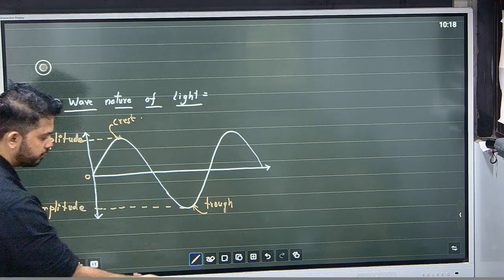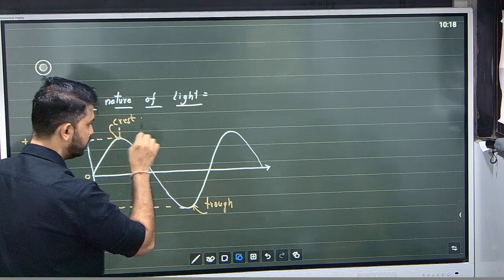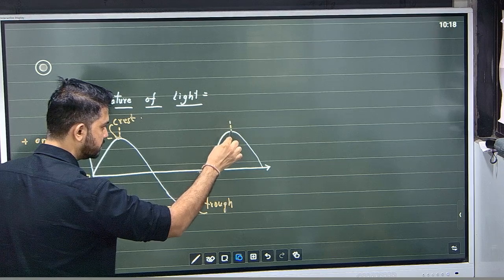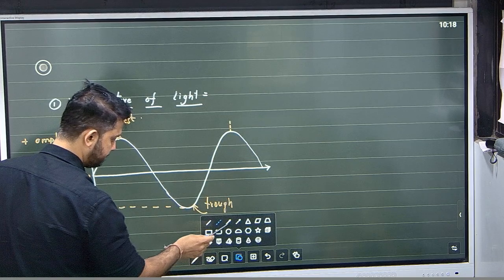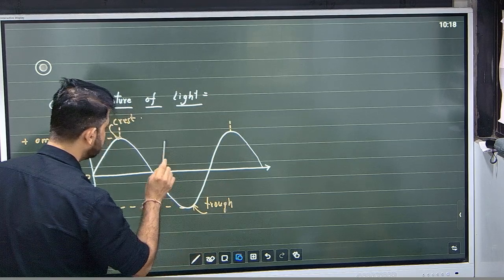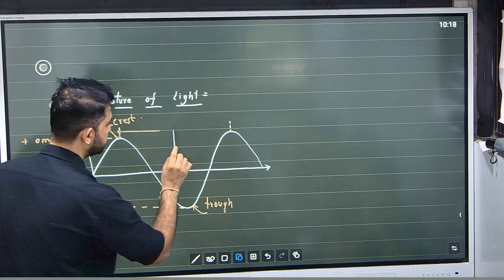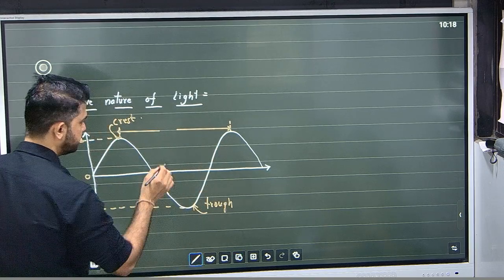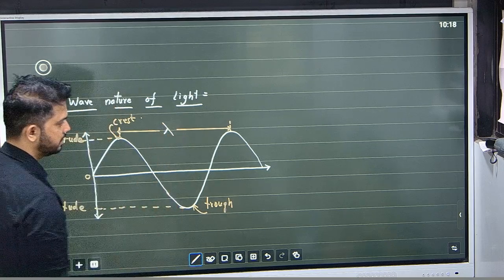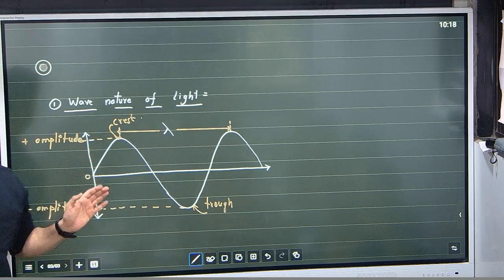Now, if I go from one point in the wave to the exact same point, what is this called, people? It's called the wavelength. What's the symbol for wavelength? Can someone give me the symbol for wavelength? It is lambda.